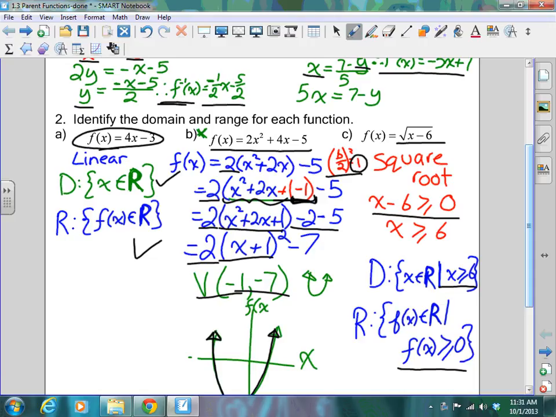This ends our warm-ups. Let's take a look at the lesson.